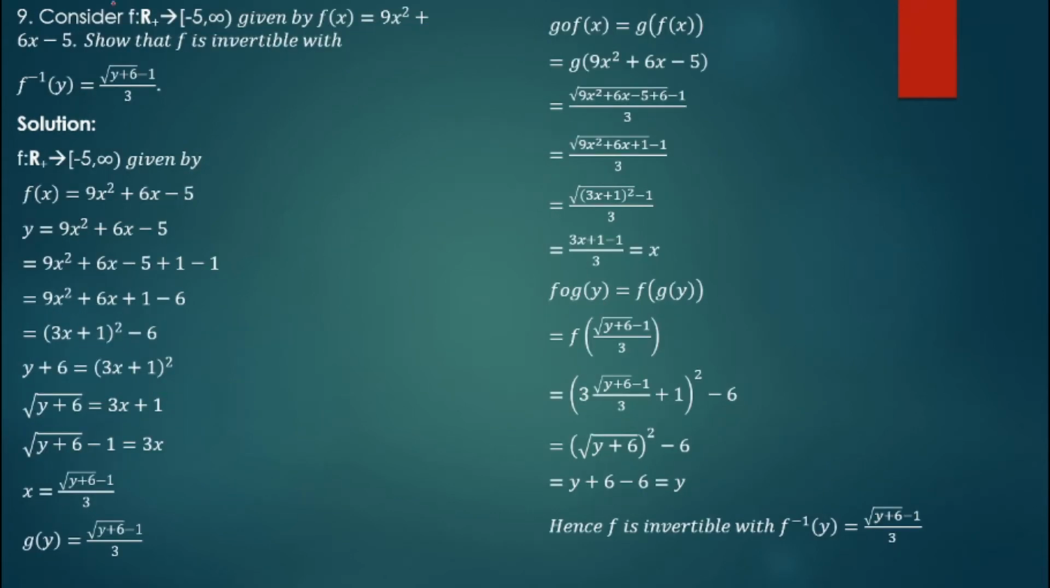Next we have 9th question. For 9th question you have to recall what you have studied in your class 10. Let us see how we are applying that. Consider f from R to [-5, infinity) given by f of x is equal to 9x square plus 6x minus 5. Show that f is invertible with f inverse of y is equal to root y plus 6 minus 1 by 3. Okay, this is our question.